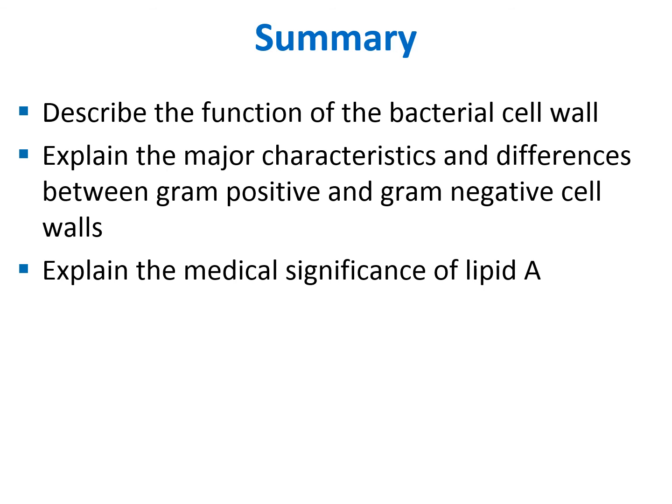What I hope you got out of it was that the cell wall has three main functions. Number one, it anchors flagella. Number two, it gives bacteria their cell shape. And number three, it prevents osmotic lysis. Remember, osmotic lysis is when cells burst open because of osmosis. So the cell wall provides a rigid barrier that prevents a cell from expanding too much as water flows into it. I also gave you the main characteristics and differences between your gram-positive and your gram-negative cells.